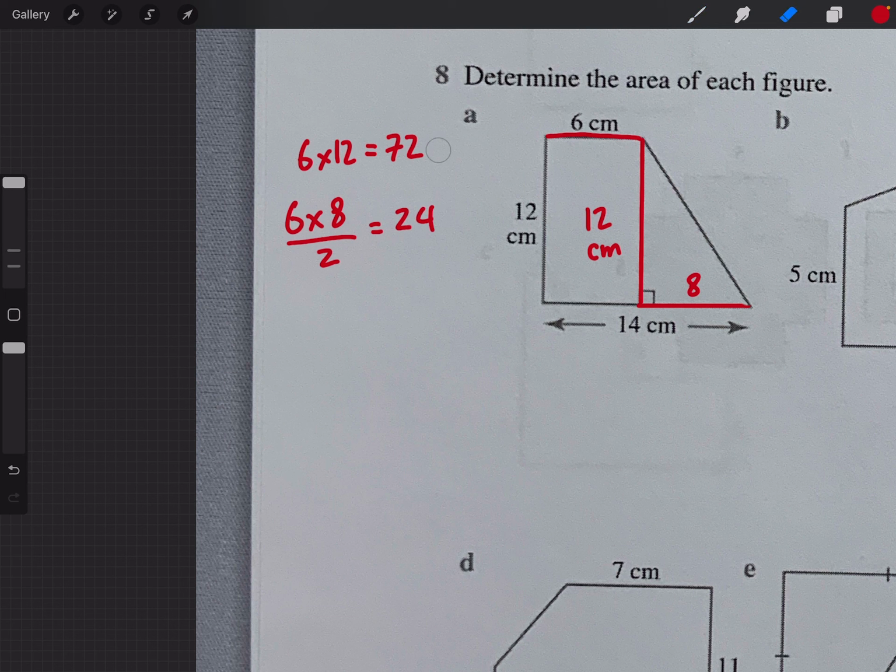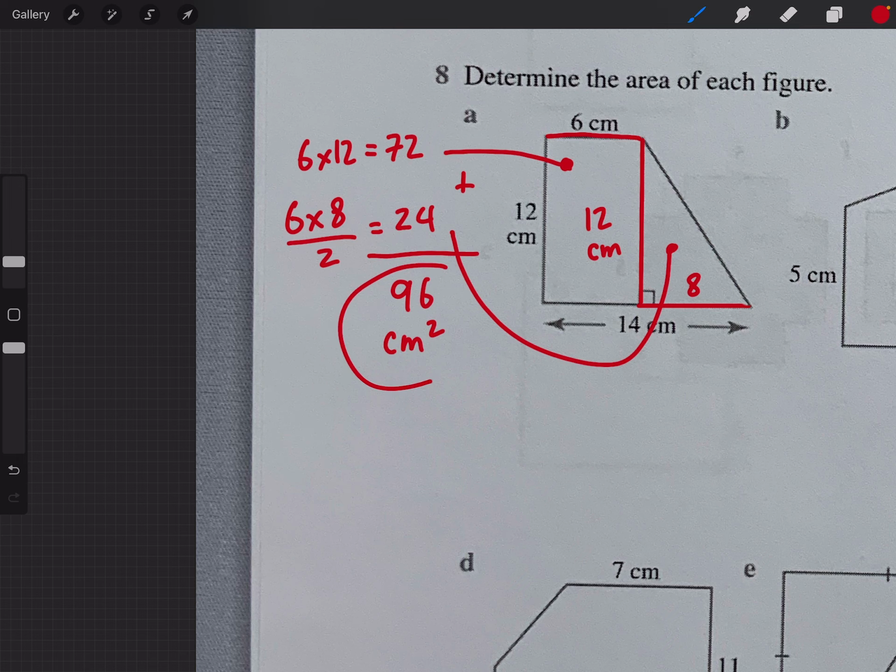So this is the area of the rectangle and this is the area of the triangle. Now we want to find the total area. We just add them together. This will be 96 centimeters squared, and there's your answer.